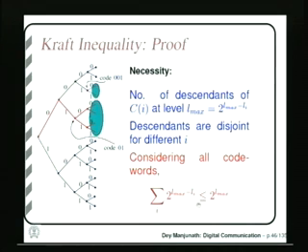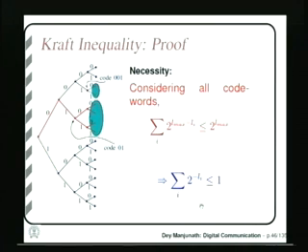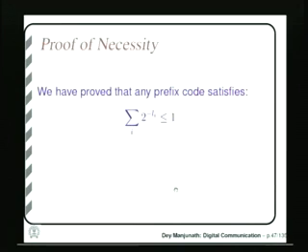Now, if we divide both the left hand side and right hand side by 2 to the power L max, then we get the Kraft inequality: the summation of 2 to the power minus Li is less than or equal to 1. So, we have proved the necessity condition. Here we have shown that any prefix code must satisfy this condition.